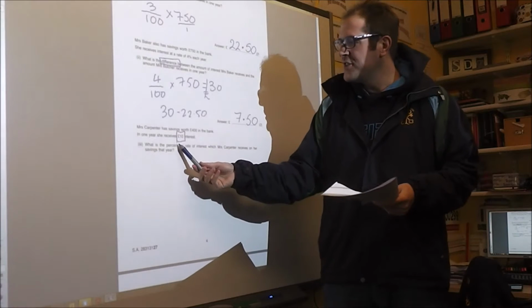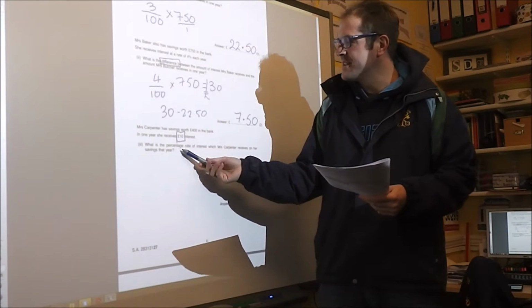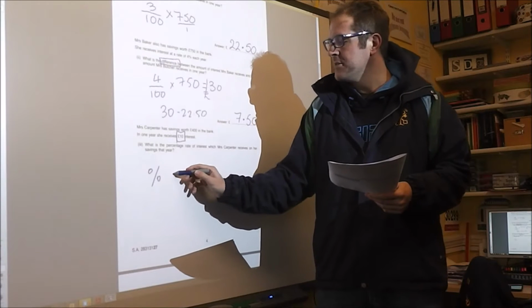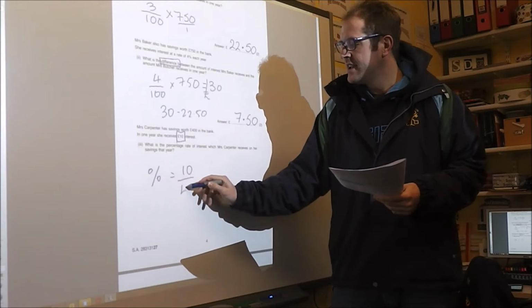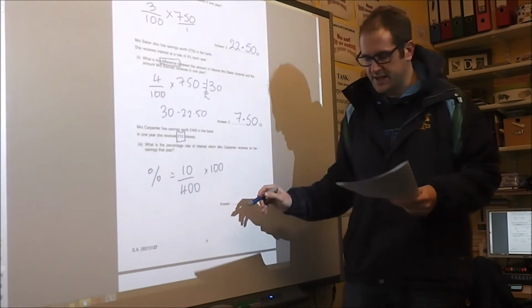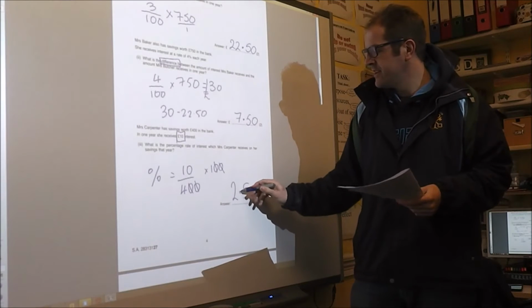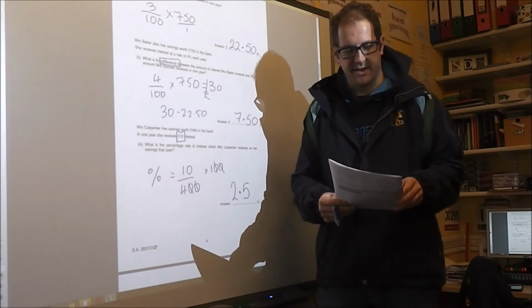Part 3 is receives £10 interest, so you need to work out the percentage, which is 10 out of 400 times by 100 to make it into a percentage. Then work that out, and it's 2.5%.